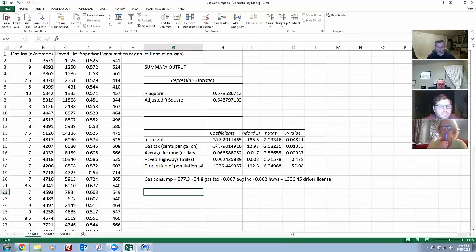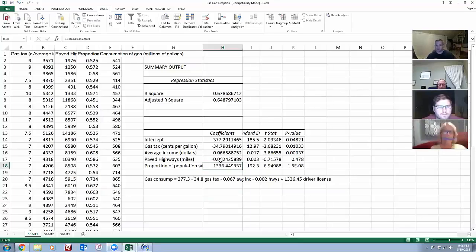So you have to be careful interpreting the magnitudes, or the sizes of these things, because you might look at these and go, well, look, the proportion variable had the biggest coefficient. That must mean it's the most important, because it was 1336. That's a lot bigger than the average income, which was only 0.06. So it must be that the proportion of the population with a driver's license is way more important than average income, because its coefficient is bigger. Well, it's only like that because of the units that all of this data is measured in.